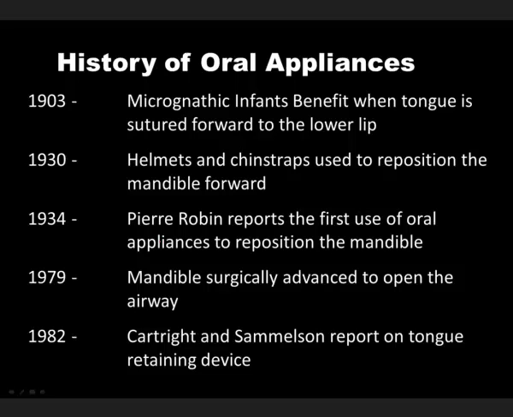So when I was in dental school, I graduated in 83. So in 79, I was starting dental school, and look at this. In 79 is the first time they came around to looking at using the mandible advancement to open the airway right here. In 82, they reported on a tongue retaining device. We'll talk about that coming up here in a minute.